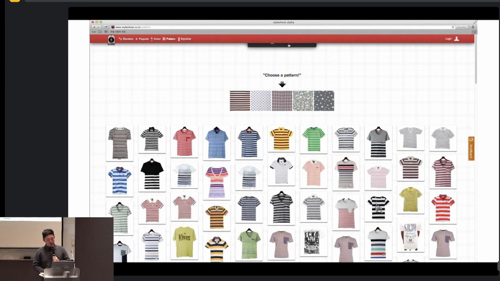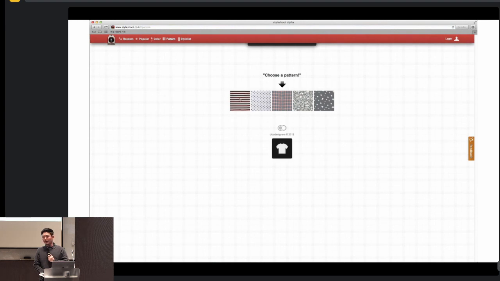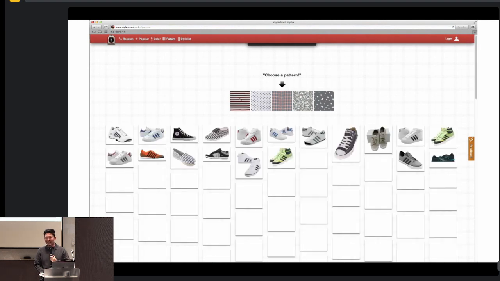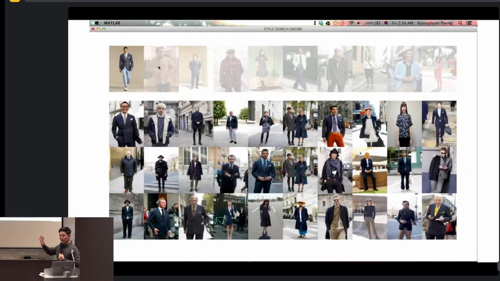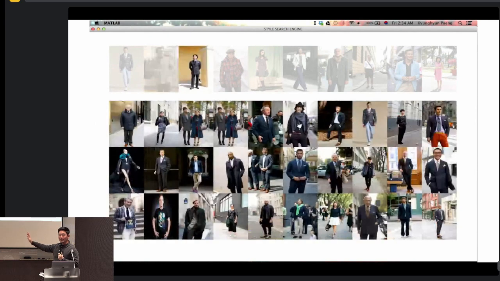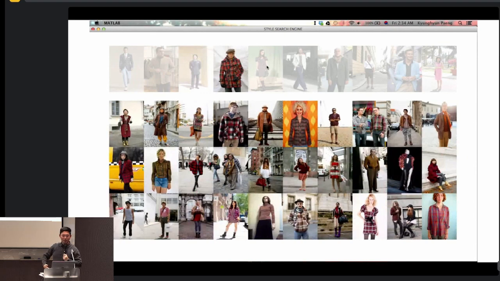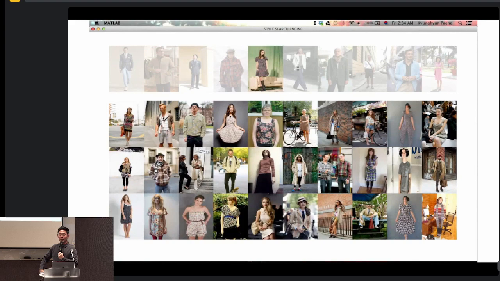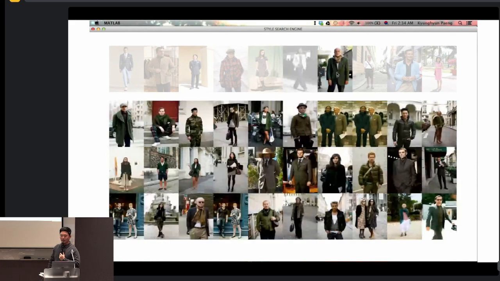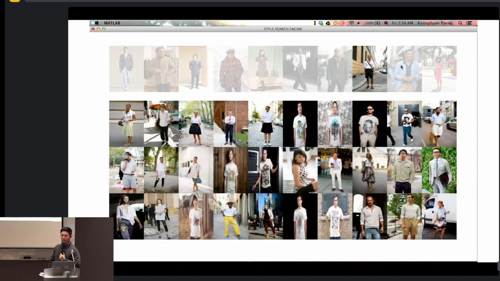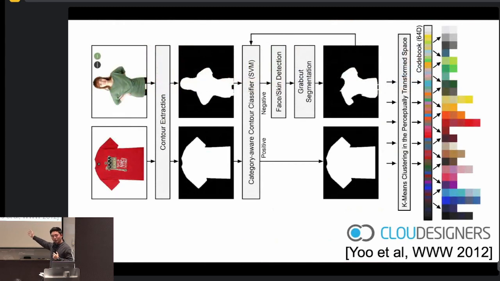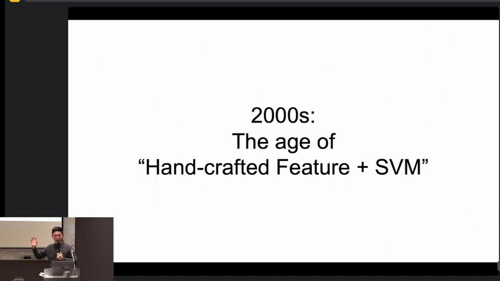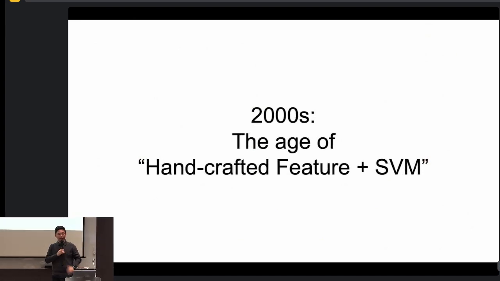So you may feel that these days this is nothing, but at the time it was a very cool thing. And also by applying a lot of human engineering, we made this kind of a little more advanced and complicated images. Not very natural images, but we analyzed the parts and searched for similar clothes from the web. So I would say, again, the 2000s was the age of handcrafted features, handcrafted engineering plus SVM.